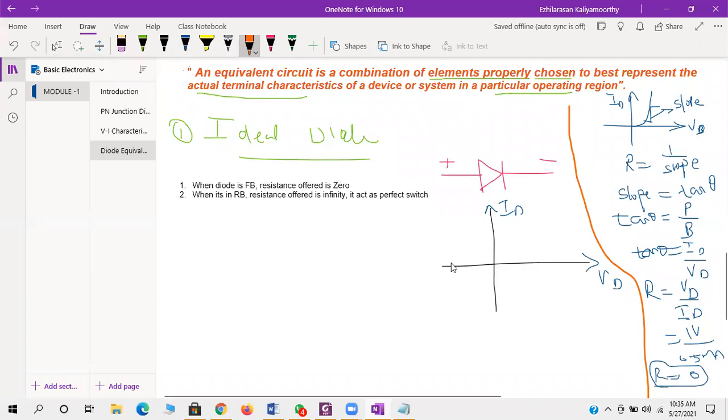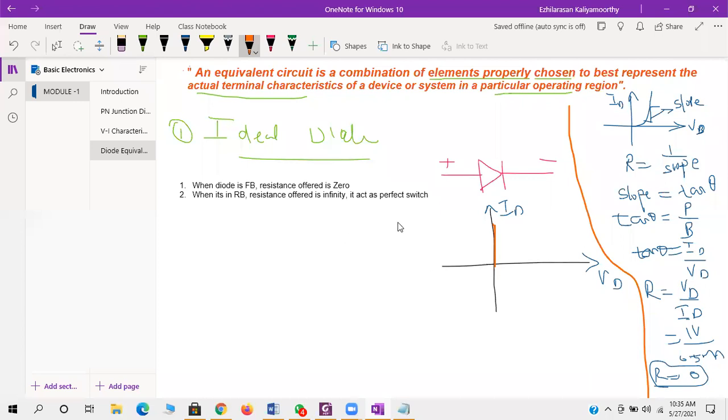So now how will we get the diagram? From this I'm assuming VD is equal to 0. If I'm assuming 0, what will be your ID? ID will become, now R is equal to 0 as I said. If R is equal to 0, then VD is equal to RD into ID. RD is 0, so ID also will be 0. Then I will get it like this.